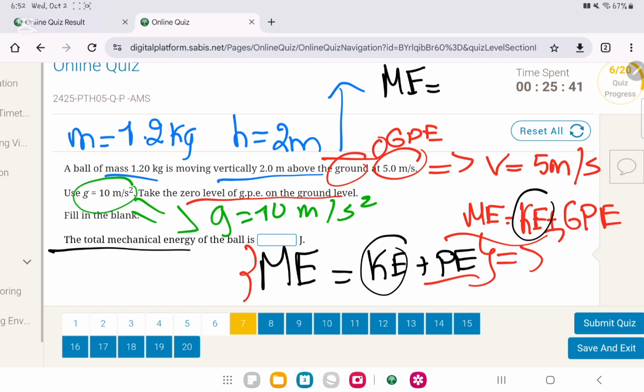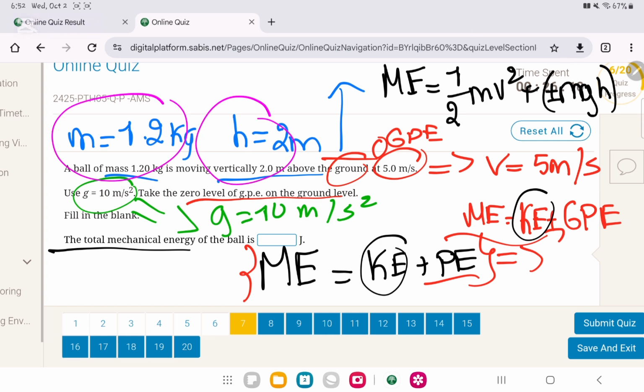We're going to have mechanical energy is equal to kinetic energy. What's the rule for kinetic energy? 1 over 2 mv squared, okay? Plus the rule of gravitational potential energy, we said it can be positive or negative depending on if it's going up or down, okay? And the rule for gravitational potential energy is mgh. Now, we have mass, we have height, we have that it's going upwards. If it's going upwards in the gravitational potential energy, then the sign is gonna be positive. So it's going up. We have our velocity, which is 5 meters per second, and we have our g, which is 10 meters per second squared.